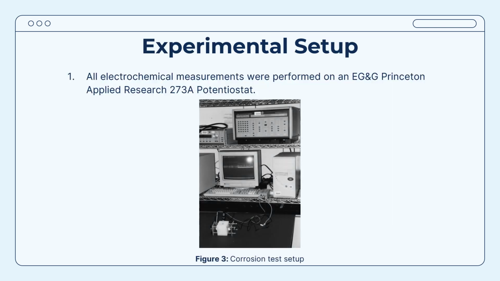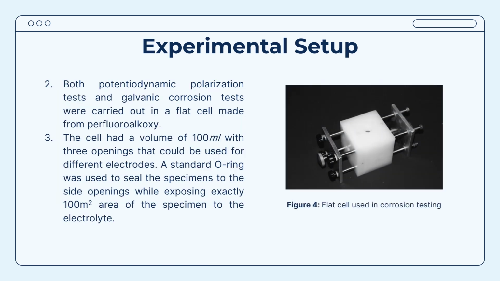All electrochemical measurements were performed on an EG&G Princeton Applied Research 273A potentiostat. The complete setup is shown in Figure 3. Both potentiodynamic polarization tests and galvanic corrosion tests were carried out in a flat cell made from perfluoroalkoxy, as shown in Figure 4. The cell had a volume of 100 milliliters with 3 openings that could be used for different electrodes. A standard O-ring was used to seal the specimens to the side openings while exposing exactly 100 square millimeters area of the specimen to the electrolyte.